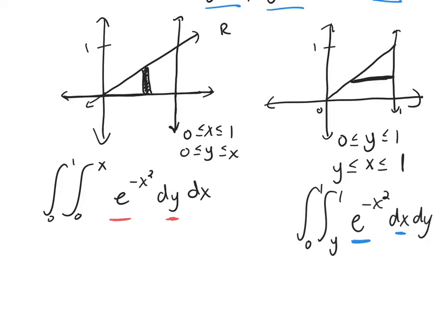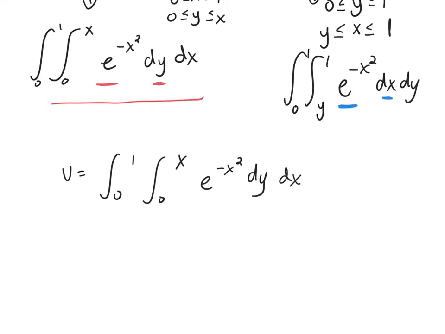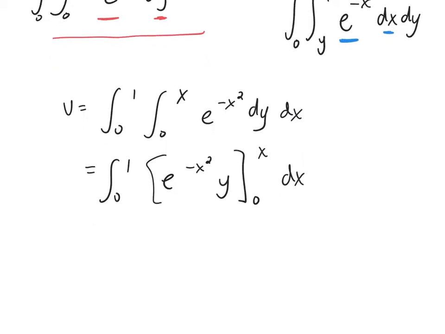So we're going to use the one over here on the left. To get the volume, we compute the integral from 0 to 1, 0 to x. We said that there's no y here, so this would be the integral from 0 to 1 of e to the negative x squared times y. And if I plug in my bounds, I get the integral from 0 to 1 of e to the negative x squared times x.